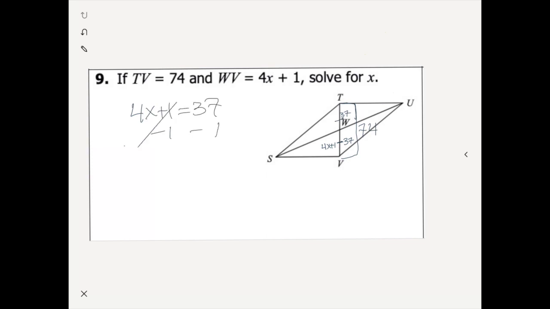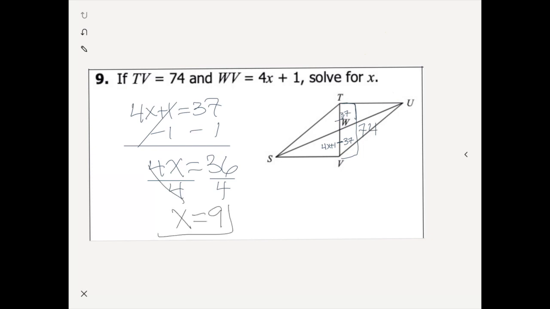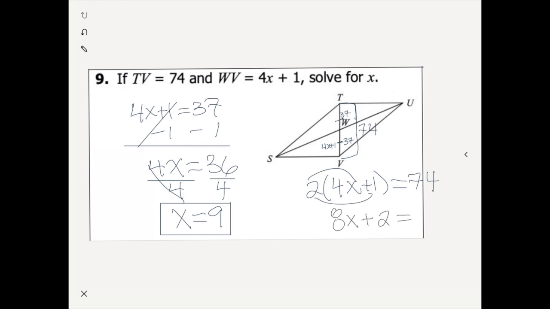Subtract 1 from both sides. You get 4x is 36. Divide by 4, and you get x is equal to 9. Now, if you wanted to try and do it another way, you could also do 2 times 4x plus 1 is equal to 74. You would get 8x plus 2 is equal to 74.